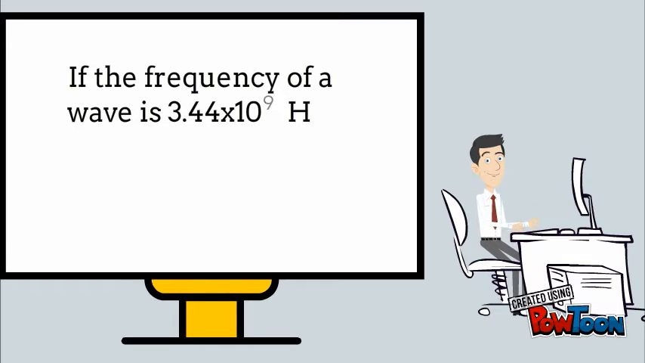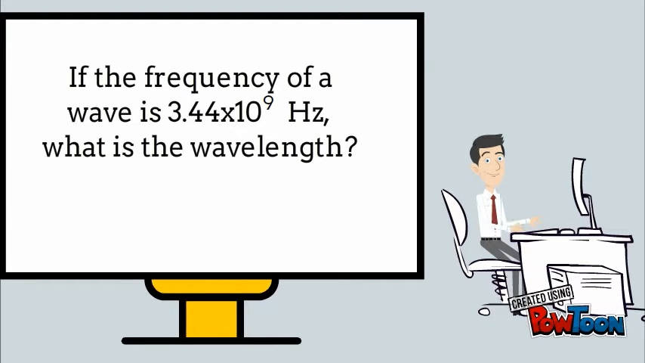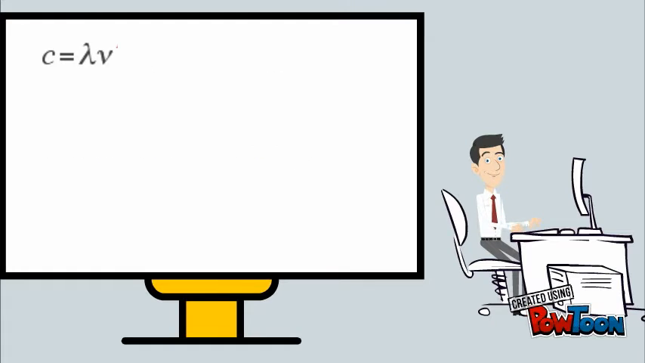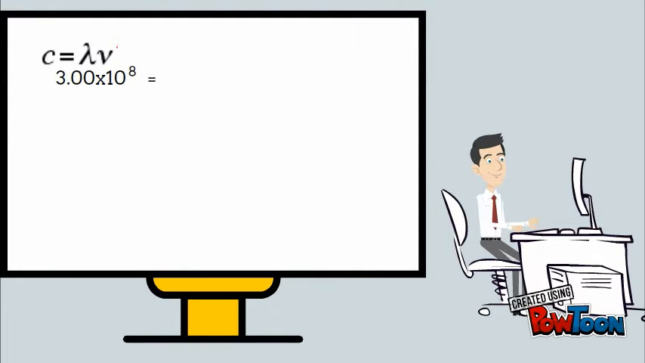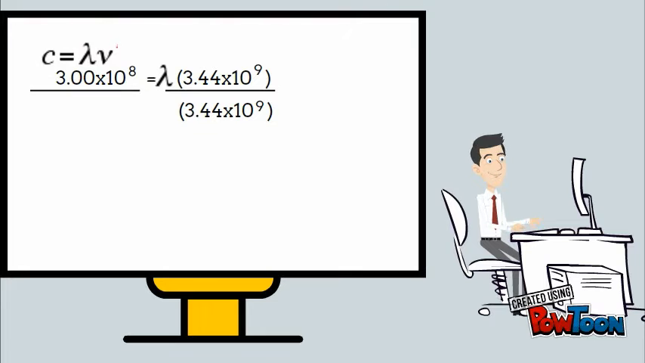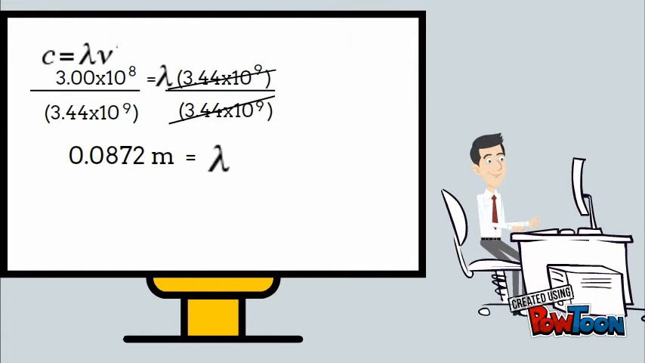If the frequency of a wave is 3.44 times 10 to the 9th hertz, what is the wavelength? Because you already have C as a constant. So C equals wavelength times frequency. You have your speed of light, you're given the frequency, so what's the wavelength? Take 3.8 times 10 to the 8th equals the wavelength times 3.44 times 10 to the 9th. You're going to end up dividing by the frequency on both sides to get the wavelength by itself. And you're going to end up with 0.0872 meters as the wavelength.